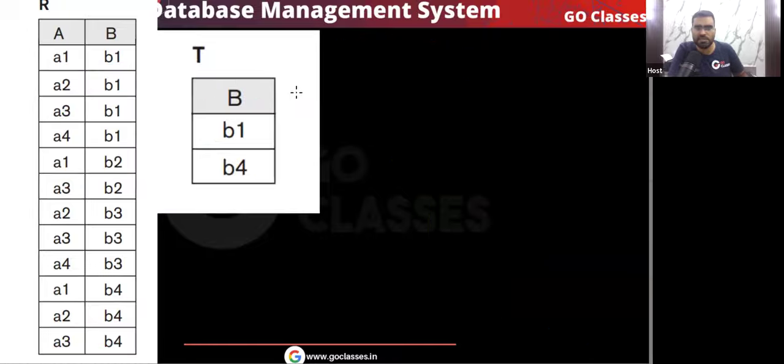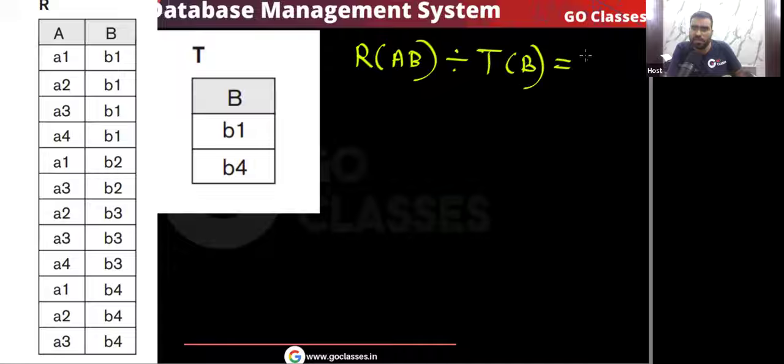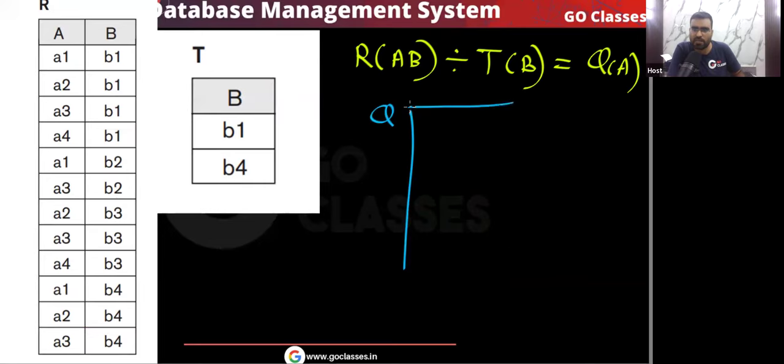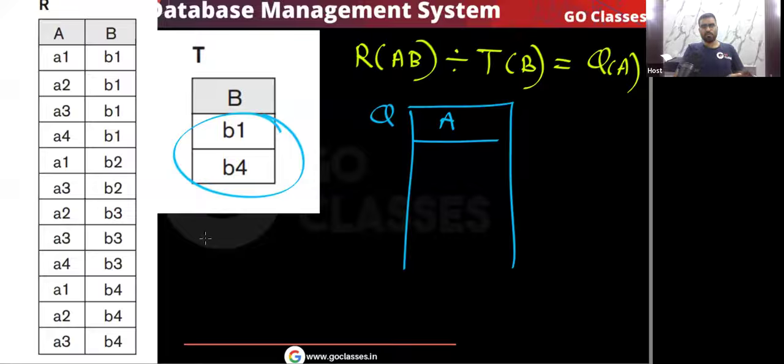Okay. Now let's see this. What is R divided by T? In R, you have AB. Now you are dividing by T, which has B. The result will have A. In the result, you will have only the A values which pair with every B value. So tell me, which A value is pairing with B1, B4?